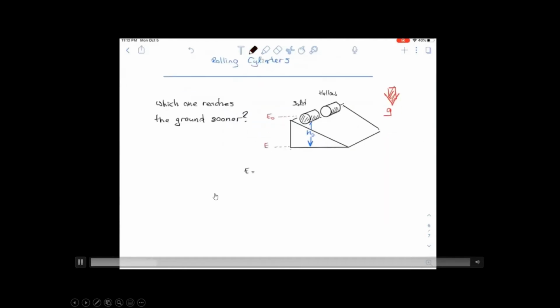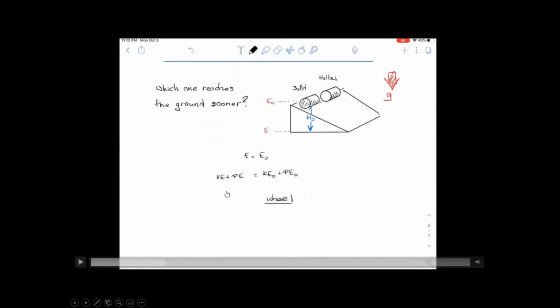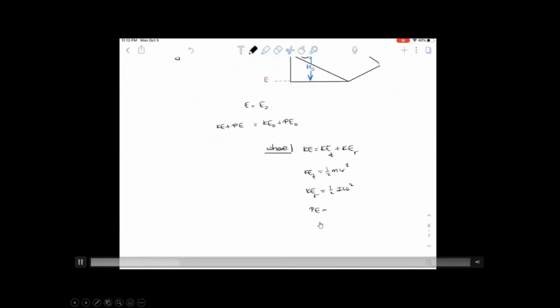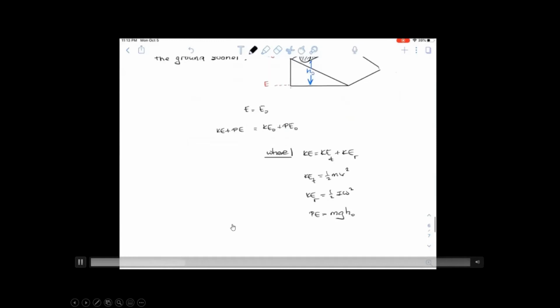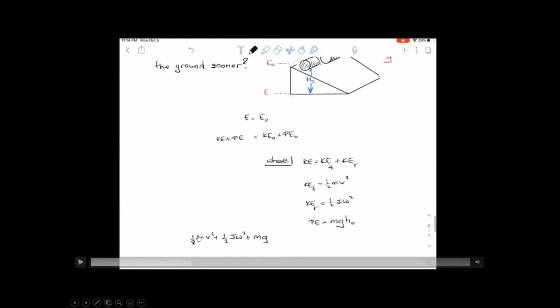Mechanical energy is conserved, or constant. Initial and final components of the mechanical energy: kinetic energy is a combination of translational and rotational. Potential energy is related to height. All right, so the final total mechanical energy equals the initial total mechanical energy.